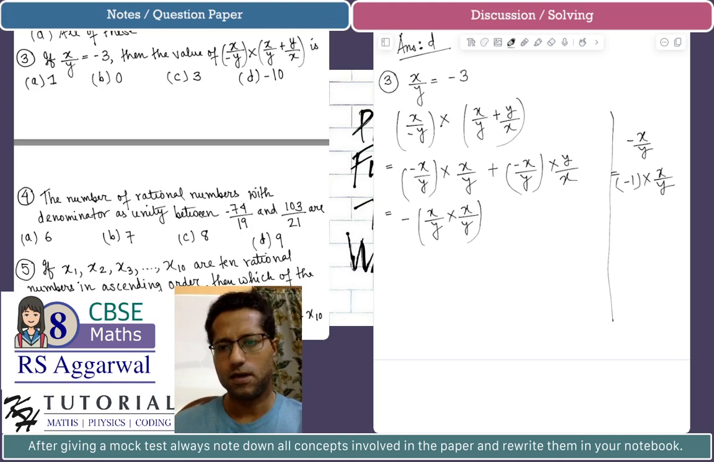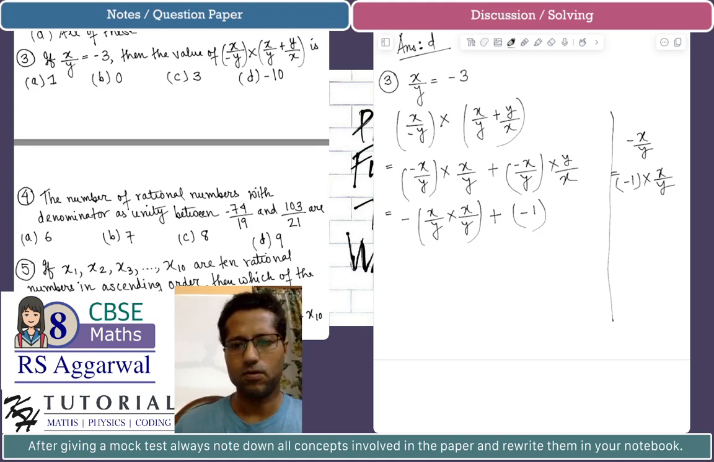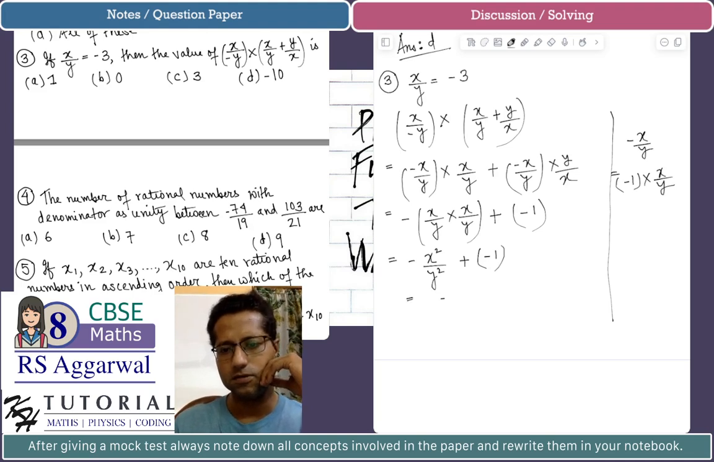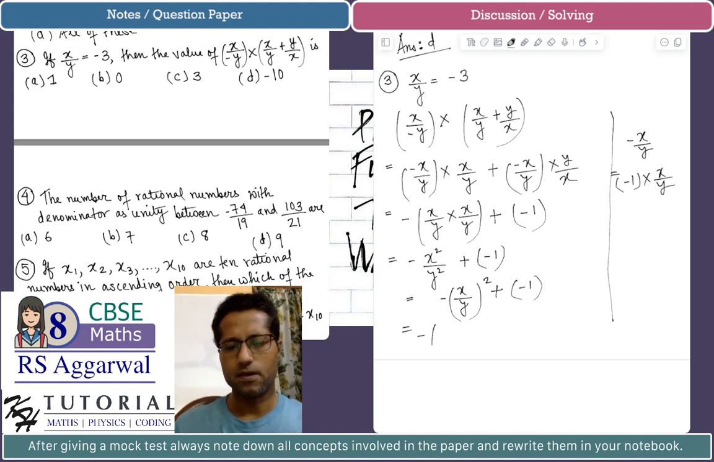Okay, I have this, and plus on the right hand side I can see that y gets cancelled, x gets cancelled, and I am getting minus 1. Now this is turning out to be x square by y square, plus minus 1. Let it be. Now what is this? This is x by y whole square, plus minus 1. Now I can directly substitute the given value of x by y. x by y is minus 3. So minus 3 whole square plus minus 1.